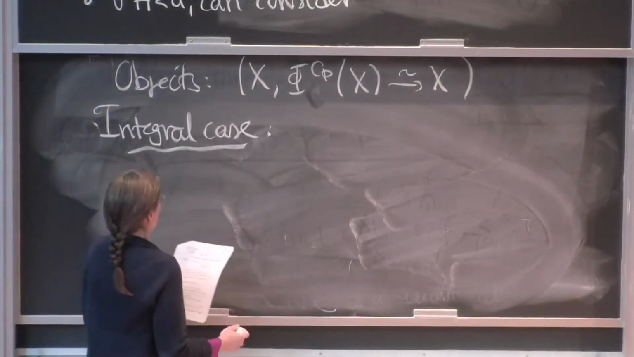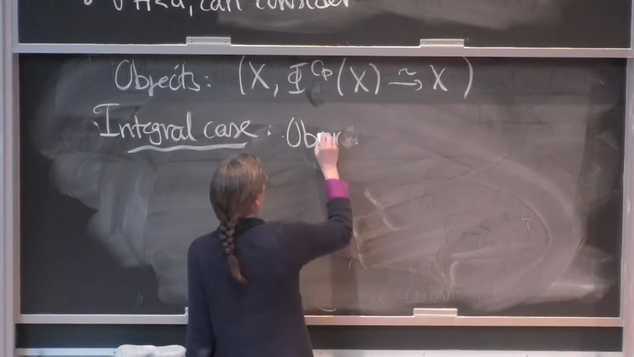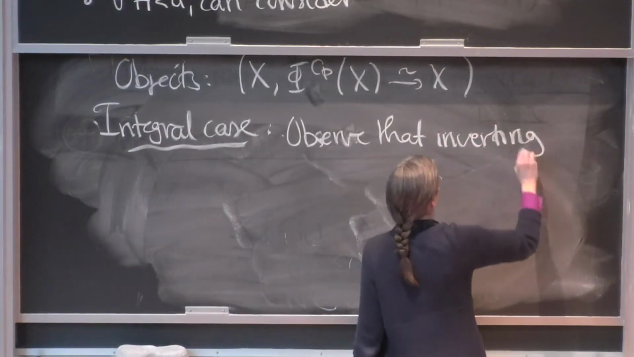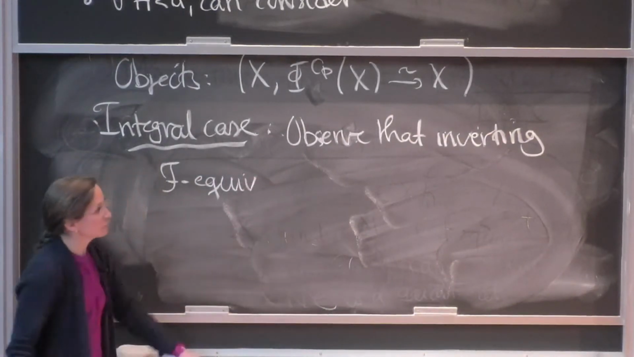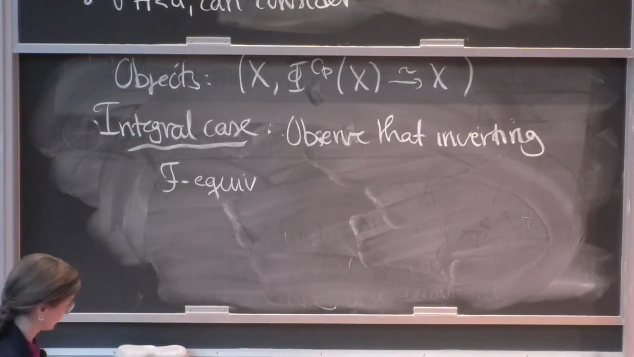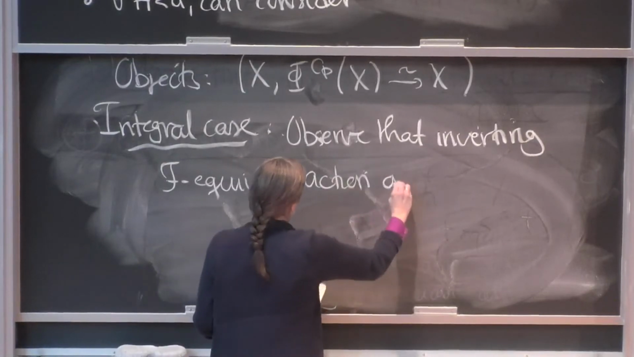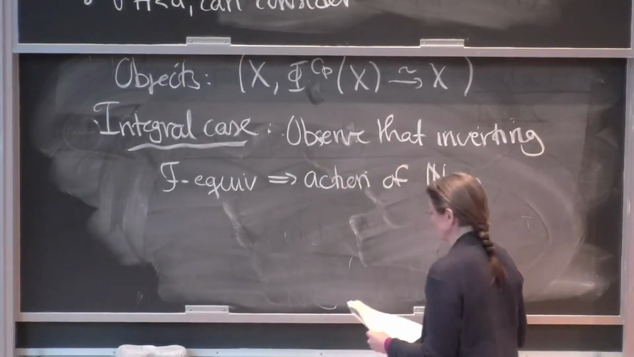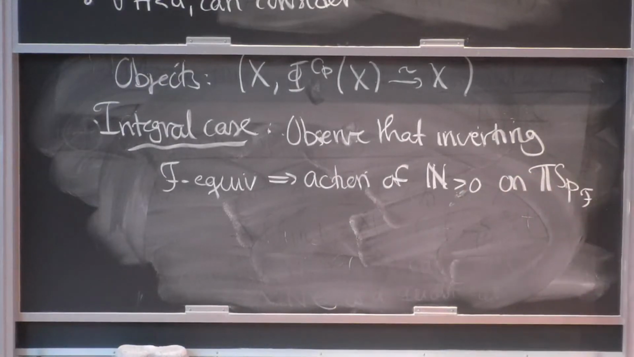Well, one thing to notice is that, observe, if we invert all the F equivalences, which is what happens when we take this localization to get the infinity category, then this gives an action of the positive natural numbers on this category.